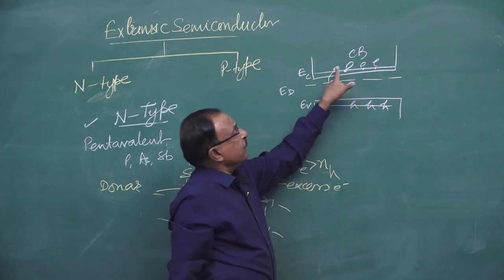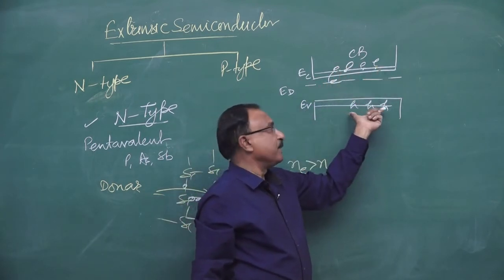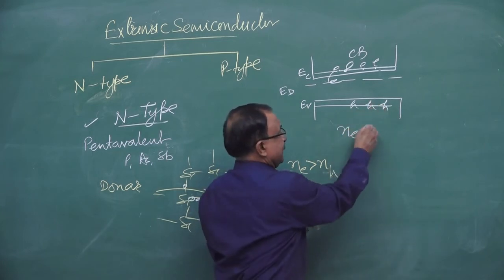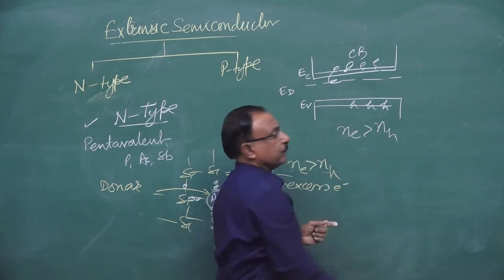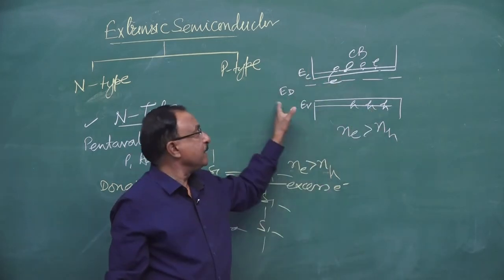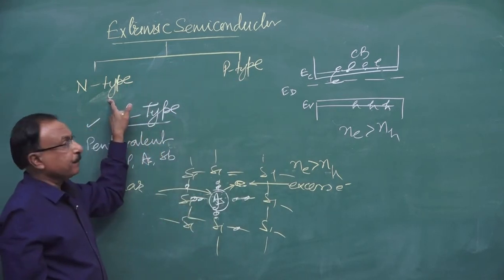So this way, the conduction band now has 4 electrons while the valence band is left with only 3 electrons. So the number of electrons increases over the holes. And this type of semiconductor we call an N-type semiconductor.